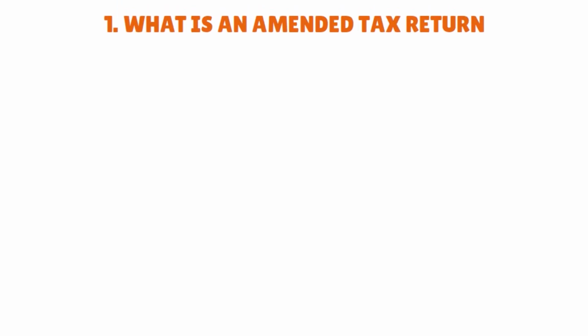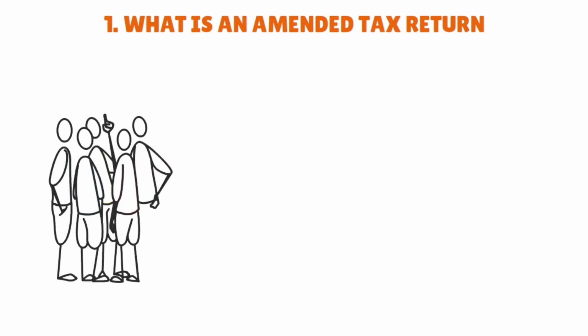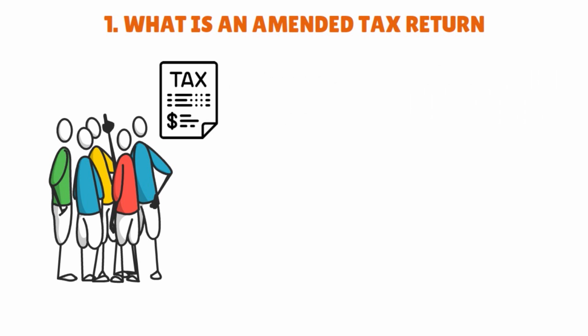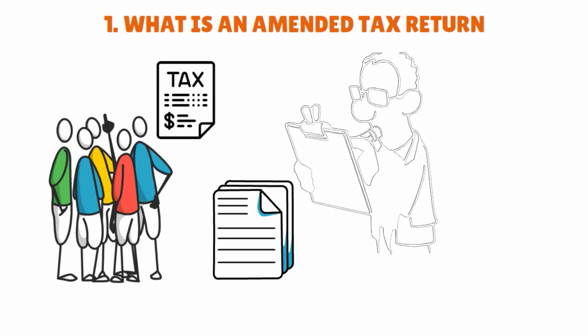First of all, let's define the whole topic here. Let's define the whole form. What is an amended tax return? To amend something basically means to change it, right? And that's exactly what you do when you file an amended tax return. You change your tax return to reflect what? To reflect new information.